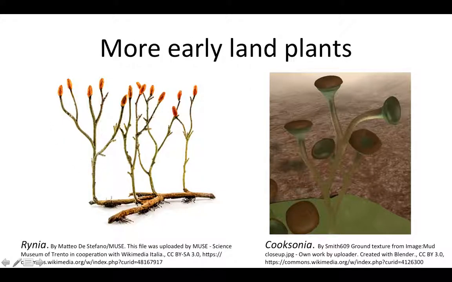Here's a couple more illustrations of what a couple of these groups look like. You won't be responsible for knowing them, but this is an example of Rhynia, and it's got an interesting sort of branching pattern. These are spore-producing structures up here, and this is Cooksonia, sort of a weird, almost fantastical-looking plant, also with an interesting branching structure.